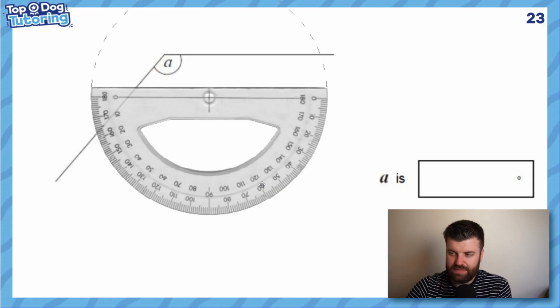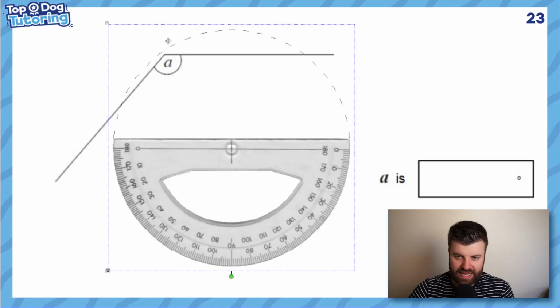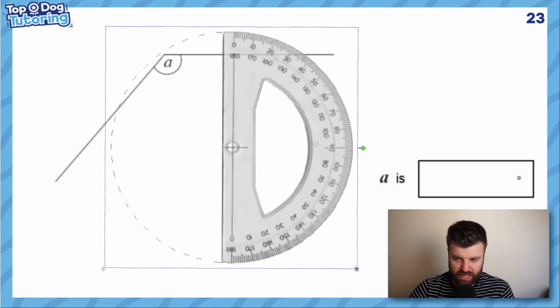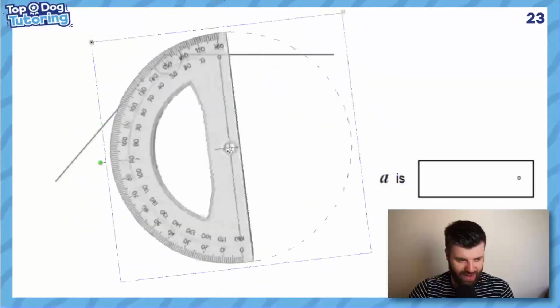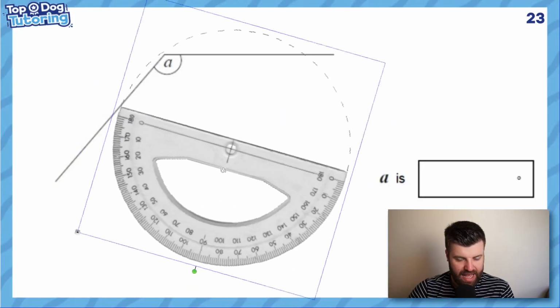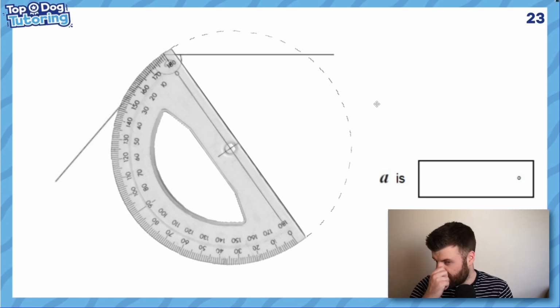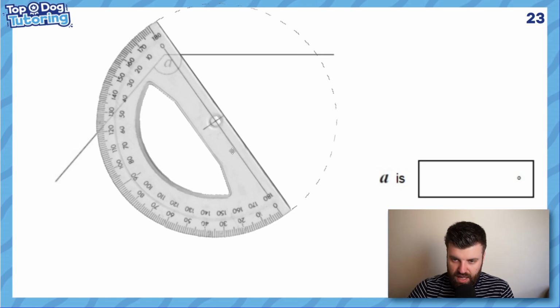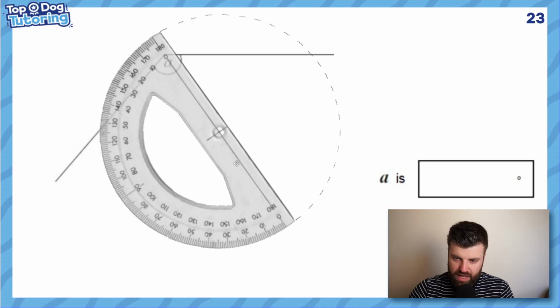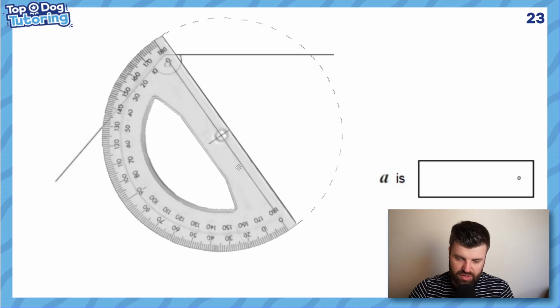So what is this measurement? This is from the latest SATs paper, by the way. You will be given access to this protractor, and we can turn it. Nice. Whoa, cool. Angles, baby. What we don't do when we use a protractor is simply go, yeah, look, I'm going to put my angle in the A, 180. Nonsense. Here's what we do.